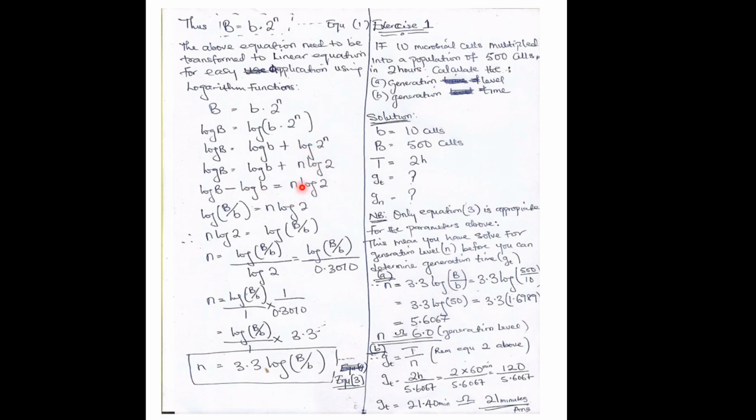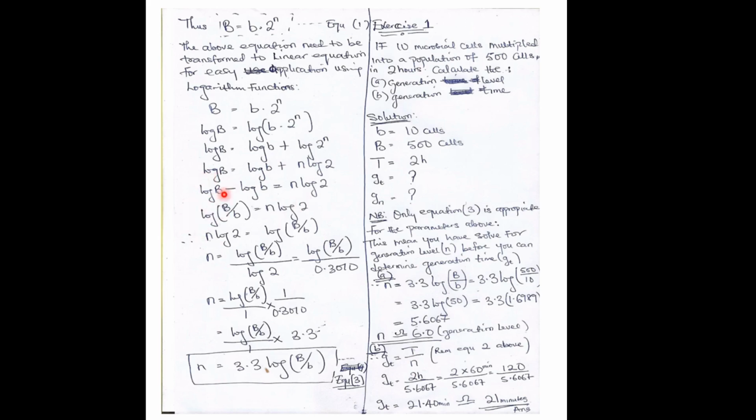Then you still want to make n the subject of the formula, so you move the small b from one side of the equation to the other side, and once it moves, it changes to negative. Therefore you have log big B minus log small b equals n log 2. You then simplify the equation.